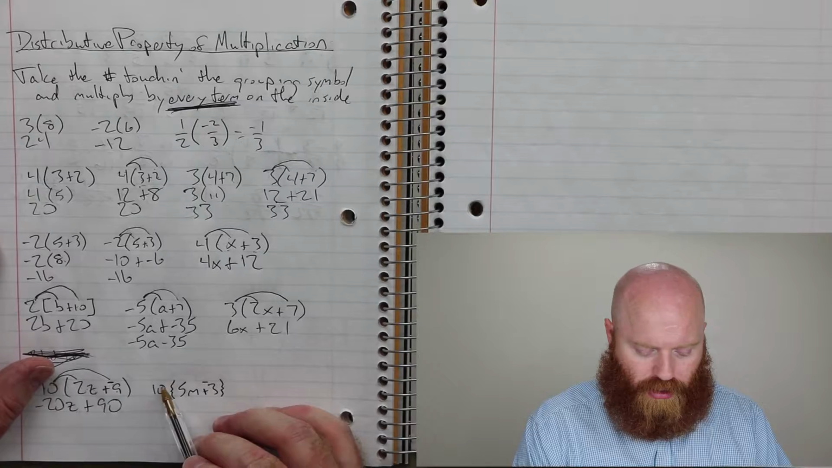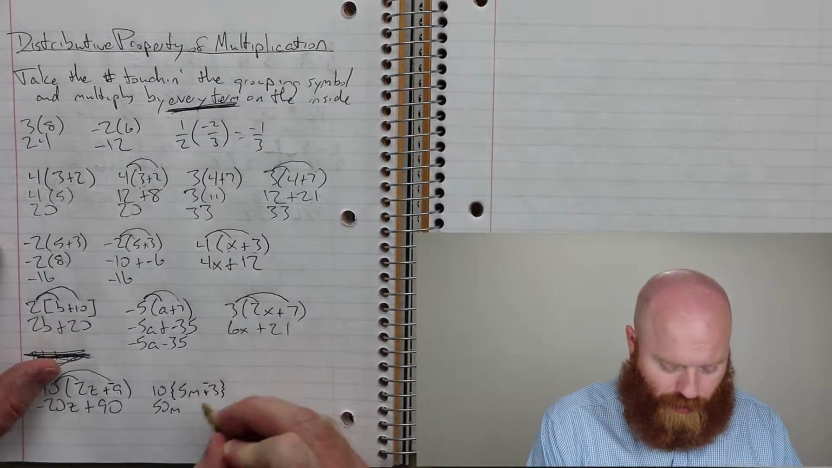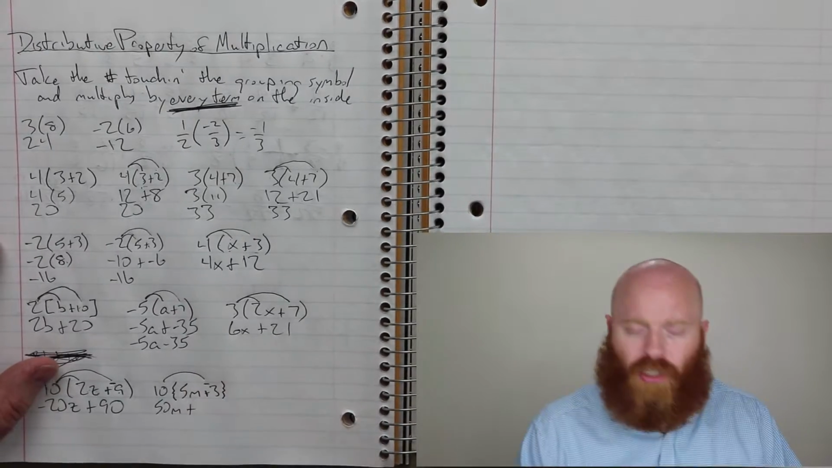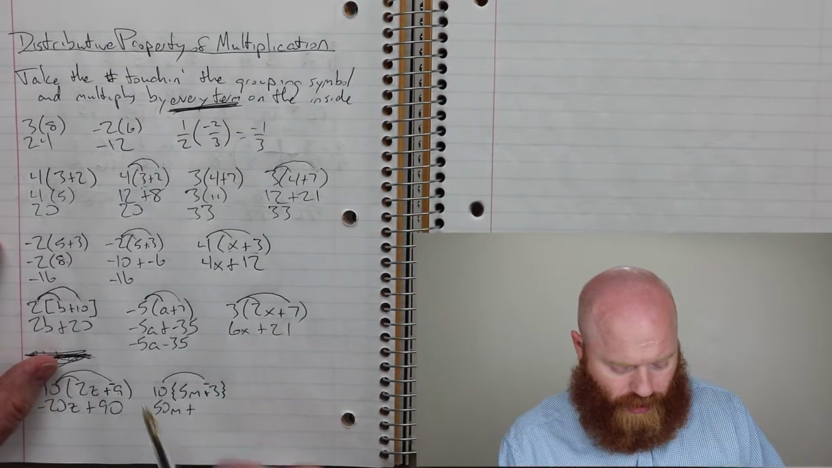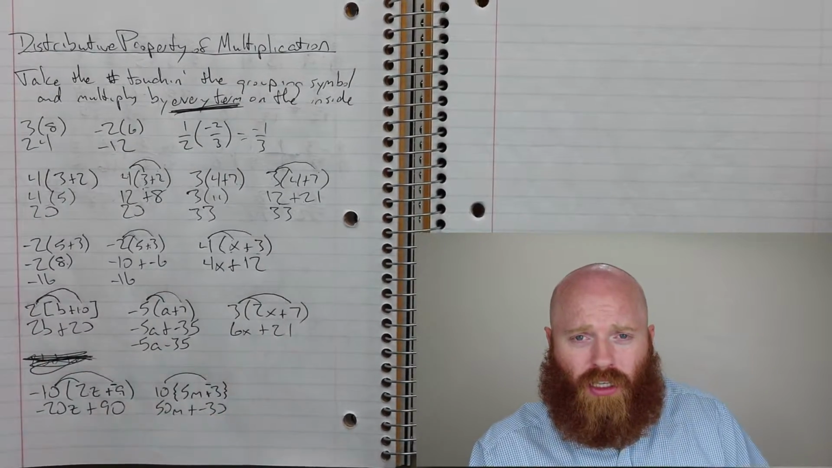So take the number on the outside. 10 times 5m is 50m. Bring down a plus. Always bring down a plus. And then 10 times negative 3. I bonk into that negative so I don't miss it. 10 times negative 3 is negative 30. And there's my answer: 50m plus negative 30.